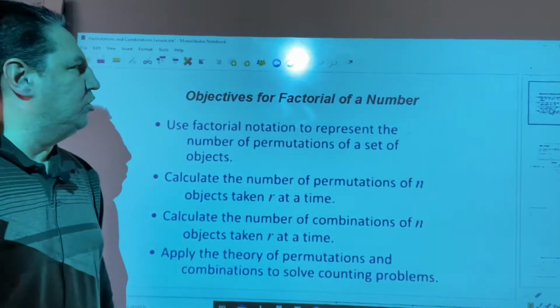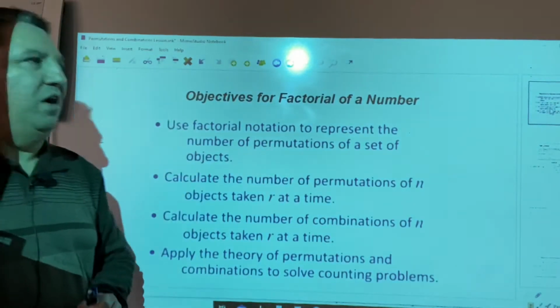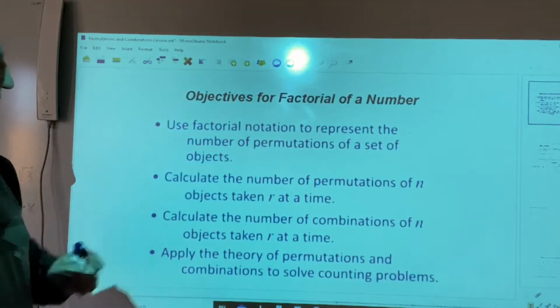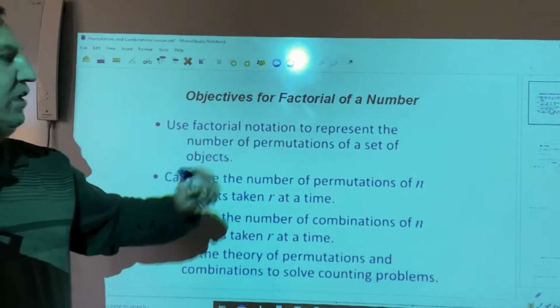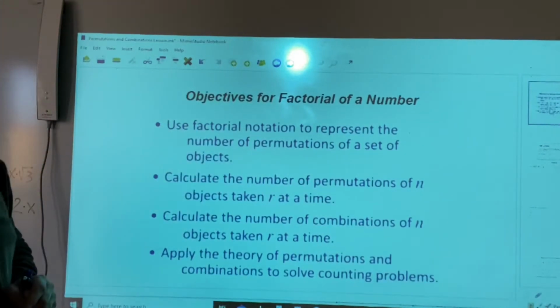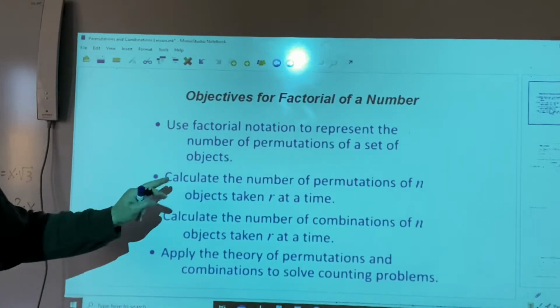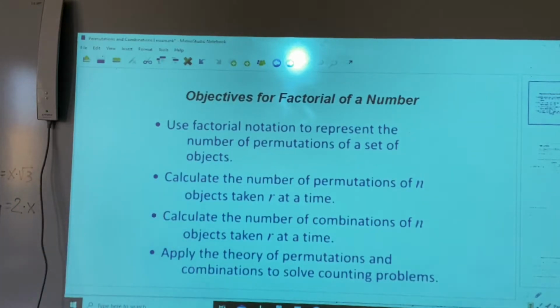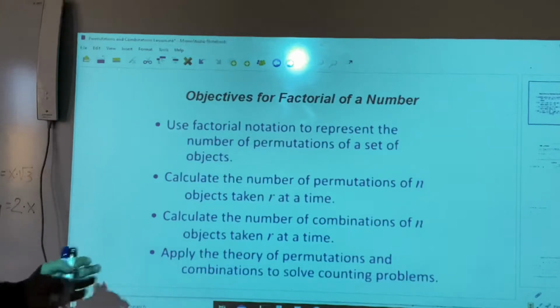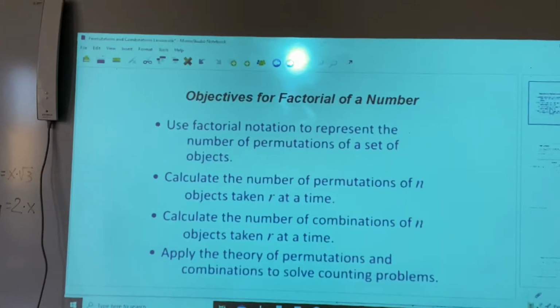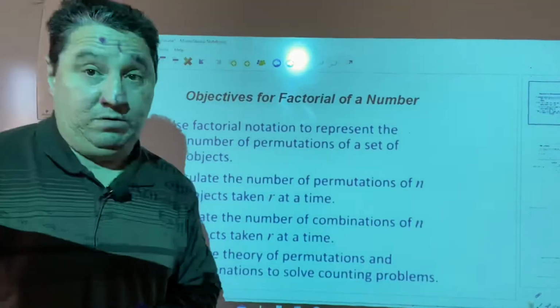This time we'll talk about factorial of a number. We have a few objectives. We use factorial notation to represent the number of permutations of a set of objects. We calculate the number of permutations of n objects taken R at a time. Calculate the number of combinations of n objects taken R at a time. And apply the theory of permutations and combinations to solve counting problems.